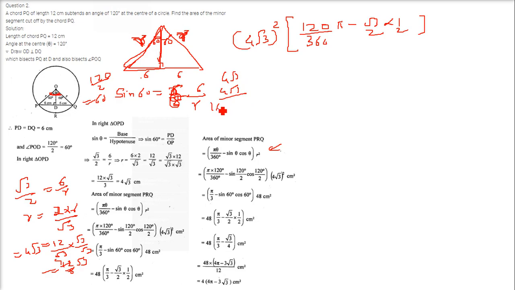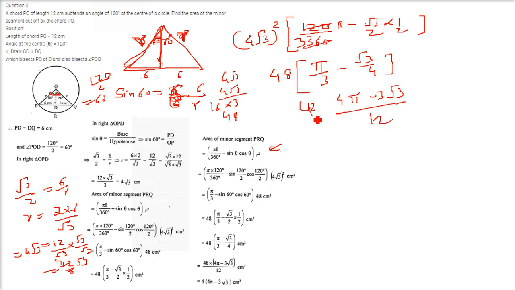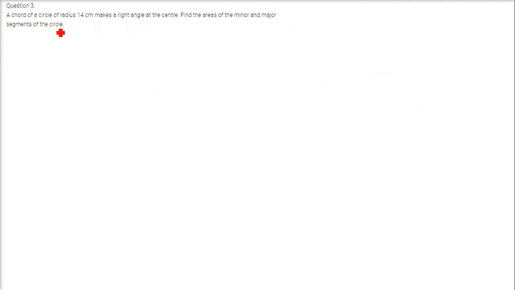So what do you get? 4 root 3 square, 4 root 3 into 4 root 3. So 4 4s are 16, root 3 squared is 3, so you get 48 here. And we have 120 by 360, so this is going to be 1 by 3. So we have pi by 3 minus root 3 by 4. If you want to take this inside, you can do it, taking the LCM, so 4 pi minus 3 root 3 by 12. This is 48 outside, so it is 4 times. So the answer is 4 pi minus 3 root 3. So the basic thing was to find out the radius, otherwise you just have to use the formula.